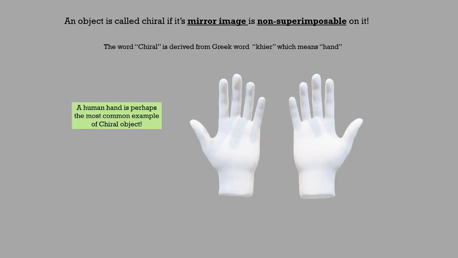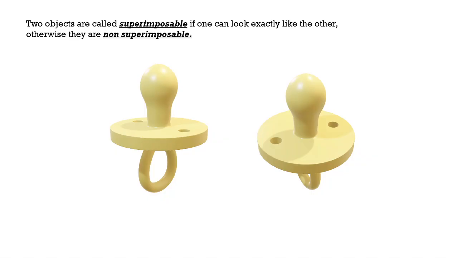Because our left hand and our right hand, as you can see, are mirror images of each other, but they are not superimposable on each other. So there could be a little bit of confusion about superimposability of the left hand and the right hand. So to understand that, let's practice some examples and let's understand these two ideas, mirror images and superimposability. And then we can understand chiral objects much better.